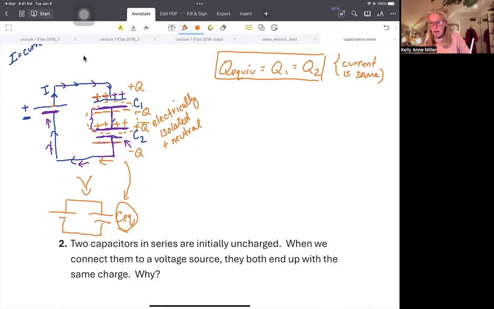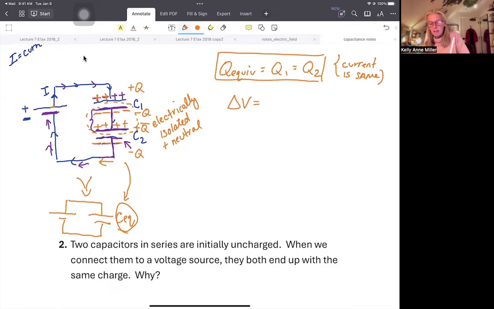And I know, because I'm told in the problem but also because it just makes sense, that the potential difference of the battery, say this is a 9-volt battery, is going to equal the potential difference across capacitor 1 plus the potential difference across capacitor 2. Whatever the potential differences across the two capacitors are, added together they have to equal the potential difference across the battery.